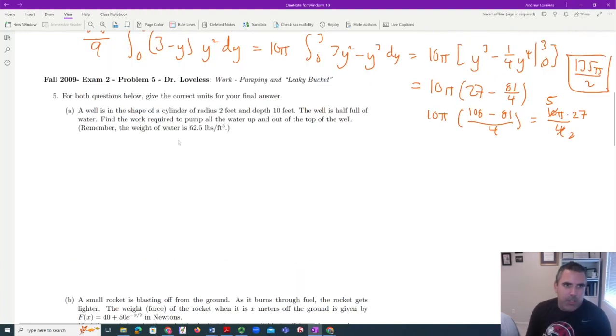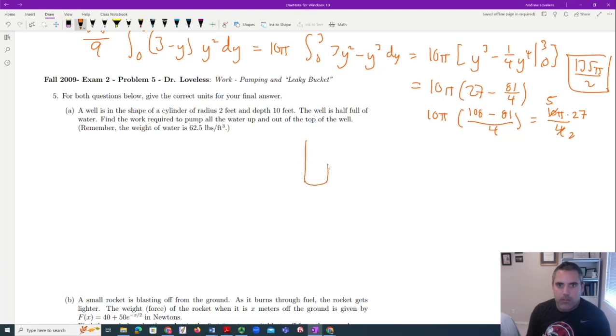So a well is in the shape of a cylinder of radius 2 and depth 10. Cylinder, radius 2, depth 10. And it starts half full. Okay, so this is the picture at the start. Find the work required to pump all the water up and out of the well. So at the end it's going to be empty.